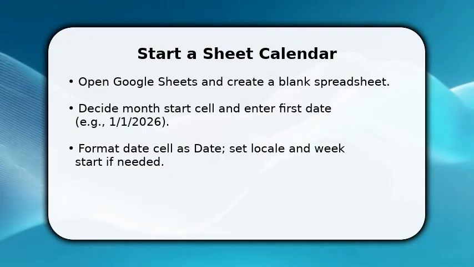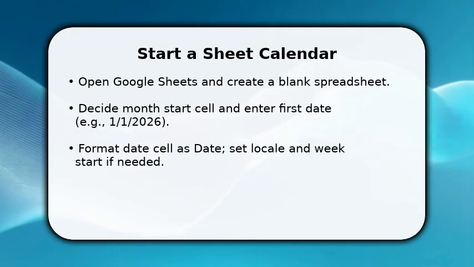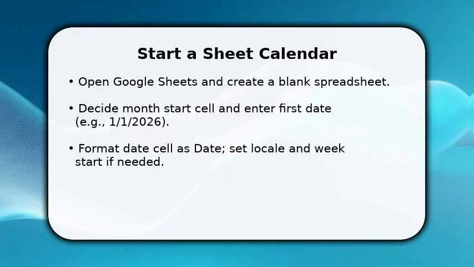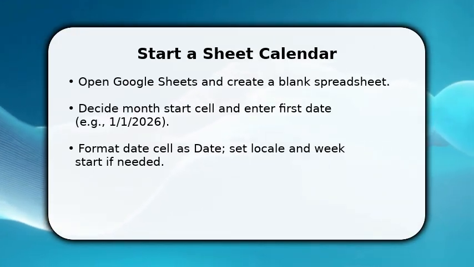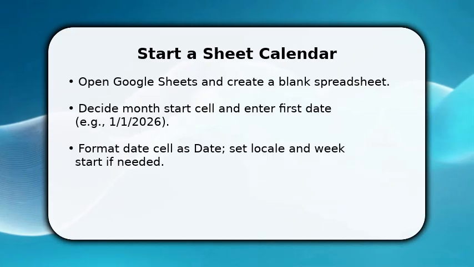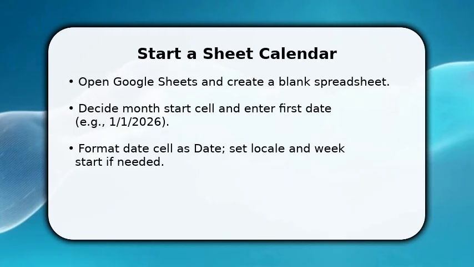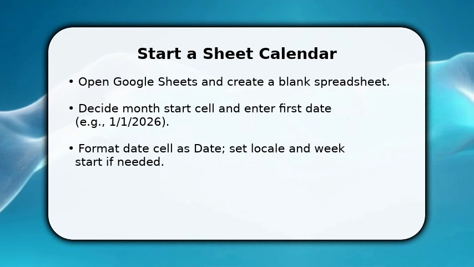You start by opening a blank Google Sheet and choosing the cell where the calendar begins. Enter the first date of the month, for example 1/1/2026, and set that cell's format to date so Sheets recognizes it. Once done, make sure your spreadsheet locale and week start setting match your preference. This prevents weekday shifting. Next, drag the fill handle to create a row of dates or use a formula to increment days. This gets your concrete grid ready for layout.